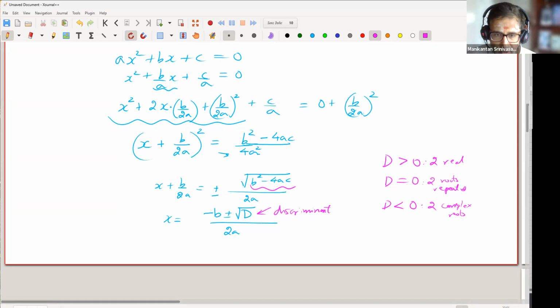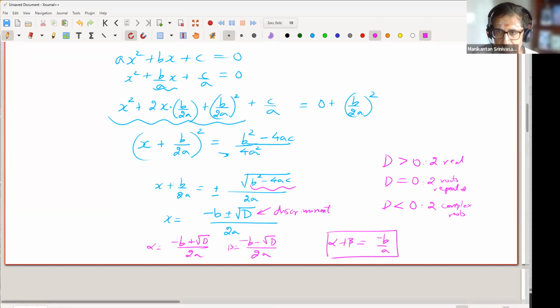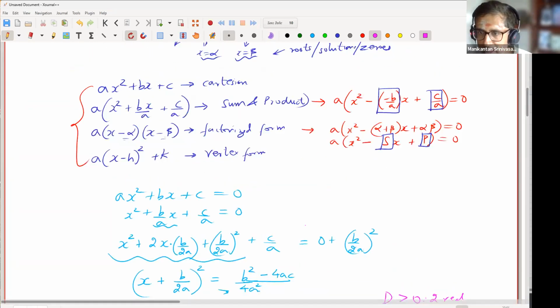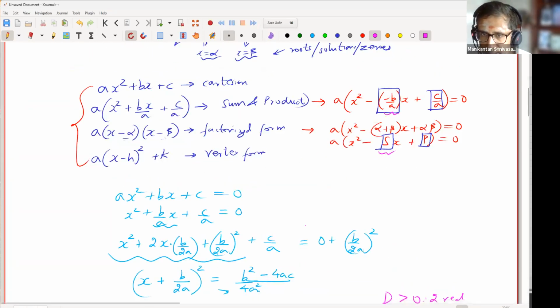Okay. And here also you can see that the roots are minus b plus root D by 2a and minus b minus root D by 2a. So you can call one of them alpha and one of them beta. Therefore the sum of the roots, alpha plus beta, becomes minus b by a, since root D and minus root D get cancelled, which is in confirmation with what we saw earlier. Up above, we saw the sum of the roots was minus b by a.